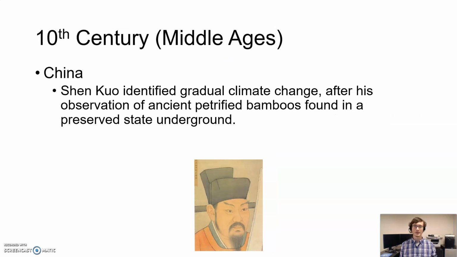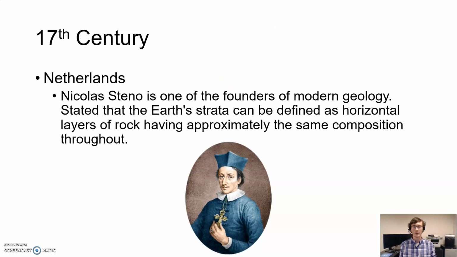Moving quite a bit ahead here to the Middle Ages in China, Shen Kuo, who identified a record of climate change for the first time. He noticed that there was petrified bamboo underground in a location near him which didn't grow bamboo anymore. So the idea is, well, obviously there used to be a different climate in this area, because the bamboo grew here however many tens, hundreds, thousands of years ago, but it doesn't grow here now. So this is our first instance recorded of climate change.